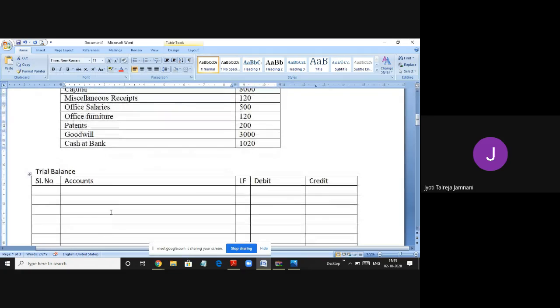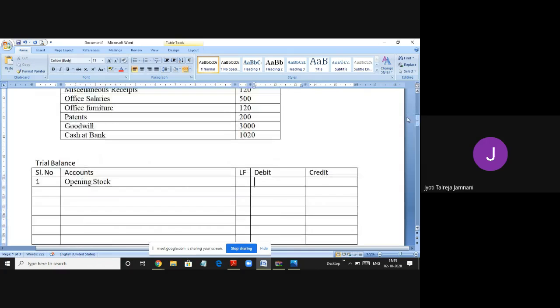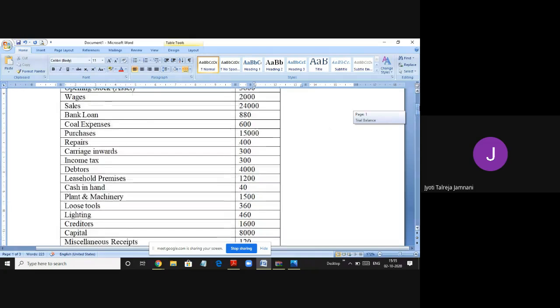This is how the format of the trial balance looks like. You need to write the accounts here, name of the accounts, serial number, and whether it should be on the debit side or on the credit side. So here we are going to take it on the debit side, 3600, because stock is an asset and all assets and expenses should be taken on the debit side.